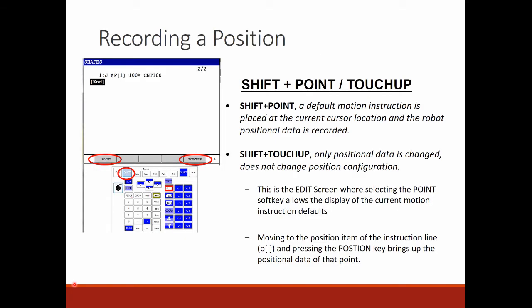So once the program has been created, we can now enter in our motion statements. We do this by moving the robot to the desired target position, and then hitting Shift and Point, and that will create a position with the default motion statements. I'm going to explain what that means.